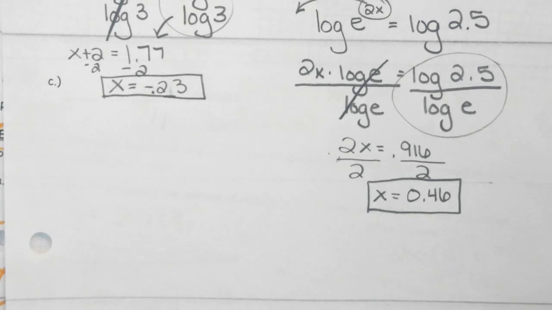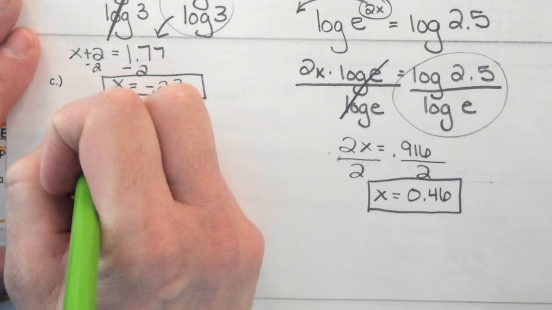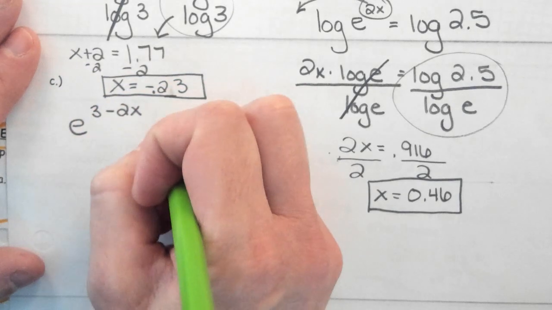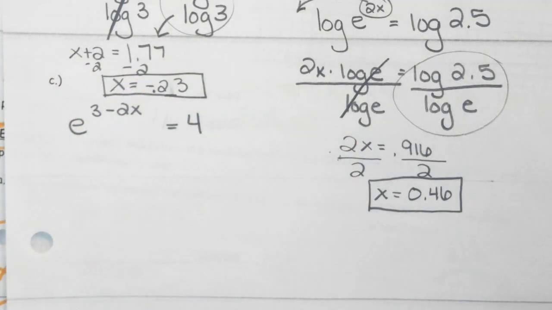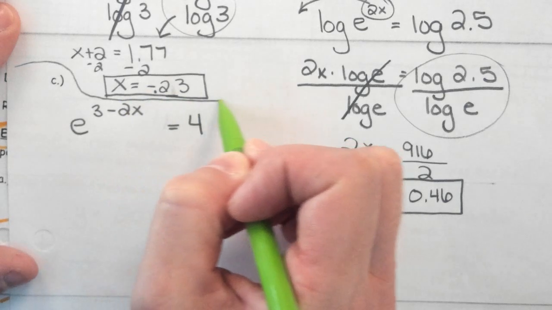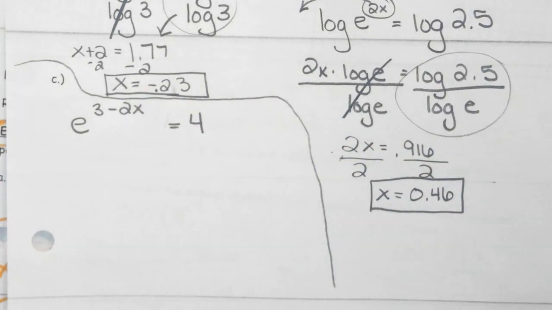Ready for one more? Yes, we're so excited. All right, e to the 3 minus 2x equals 4. This is kind of its own, give it its own separate little area so you know where it is.